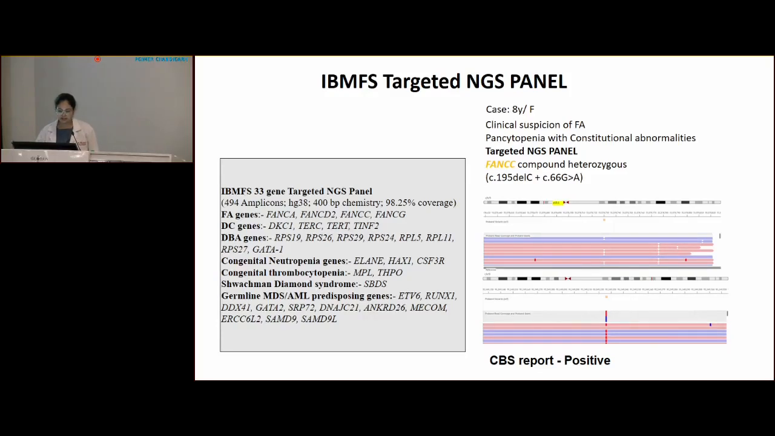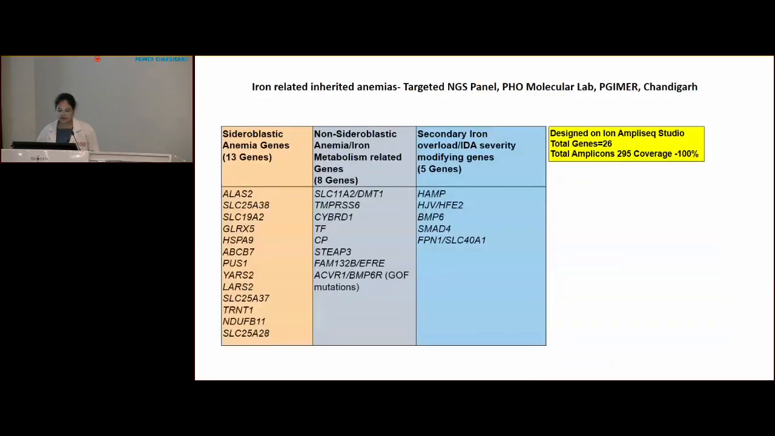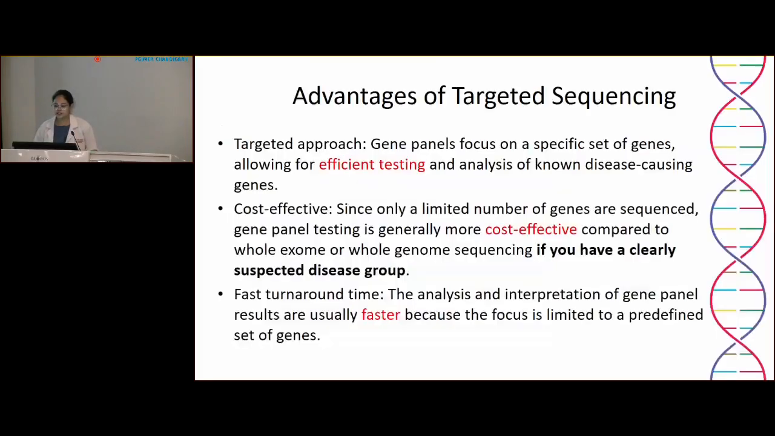Again, another panel is the iron-related inherited anemia panel. It is based on sideroblastic, non-sideroblastic, and secondary iron overload, and it contains 26 genes. So as I said, you can use it for a single type of disease or condition, or similar diseases or conditions. So what are the advantages of targeted sequencing? Since it is comprehensive, it gives you efficient testing, it becomes cost-effective, and therefore it becomes faster compared to other NGS techniques.